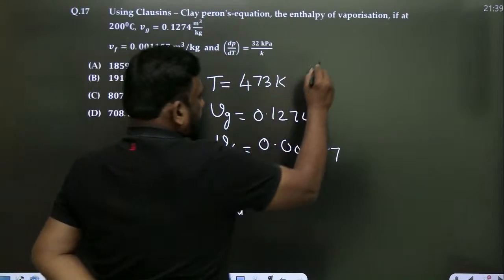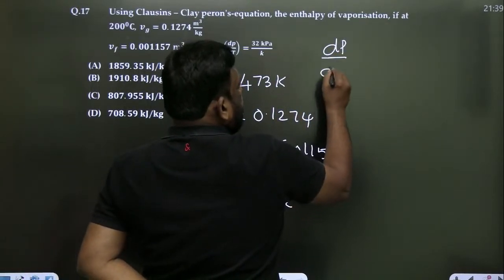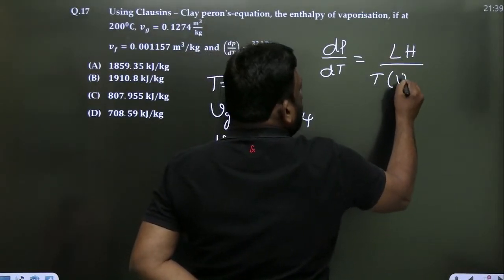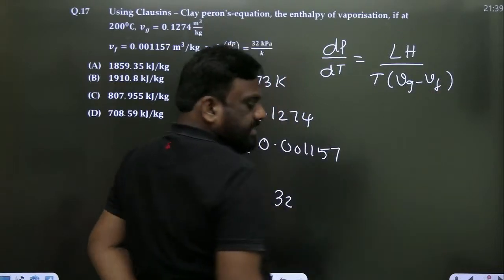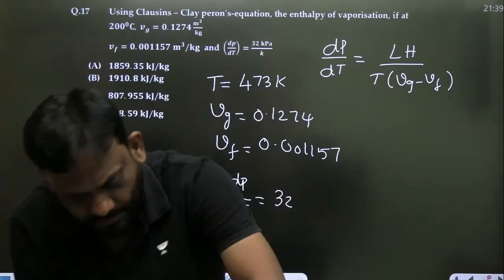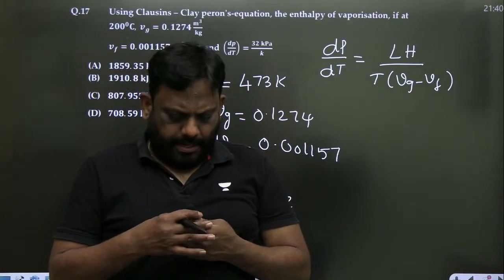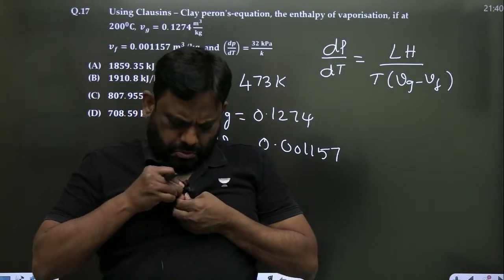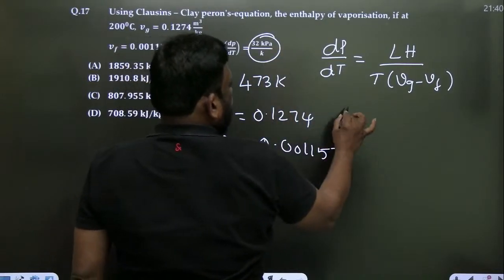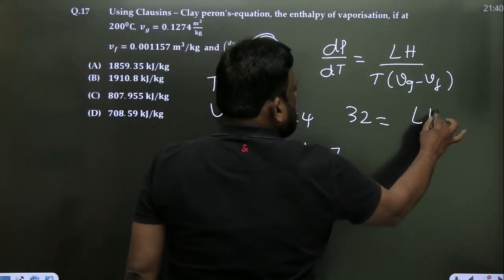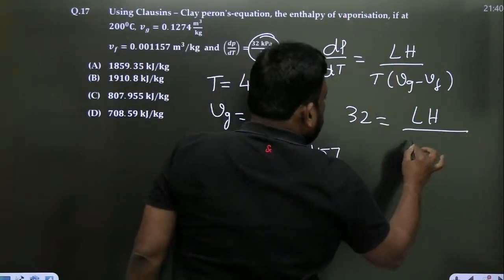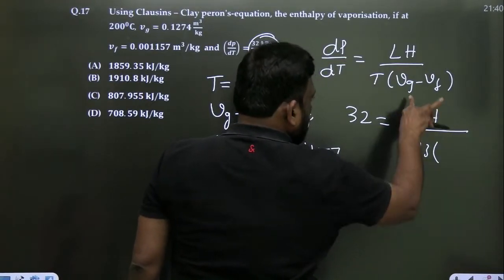You know the Clausius-Clapeyron equation: dP by dT is equal to enthalpy of vaporization by T into Vg minus Vf. Do you remember this equation, sir? Okay, so dP by dT is given as 32. LH is asked, no problem. If this is in kilopascal, the answer will be in kilojoule per kg. By temperature, 473 into Vg minus Vf.